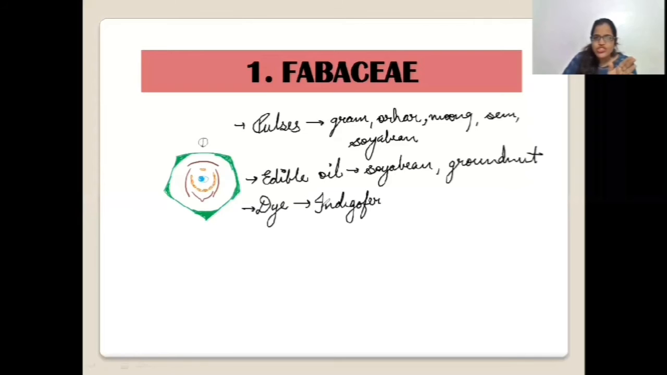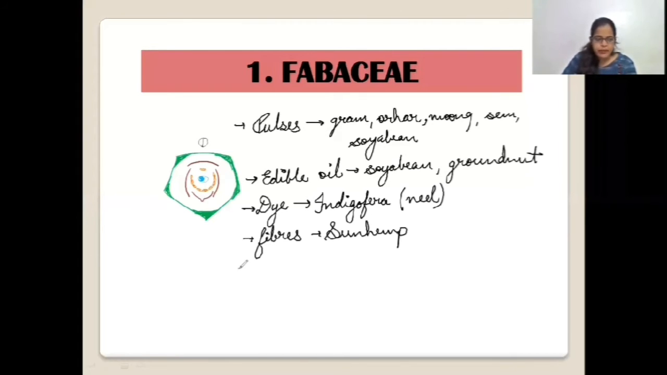Indigofera. In general terms, we call it neel. It is blue in color. It is used to give the color. It is used after washing white clothes. Indigofera, neel. Then we have some members which are used as fibers. Fibers example is sunhemp.